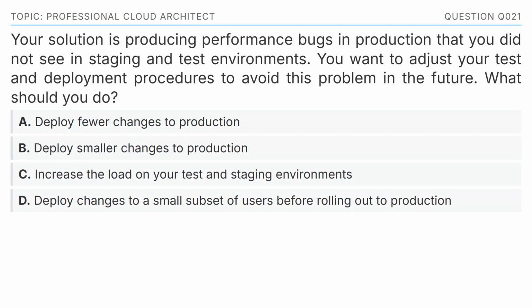Your solution is producing performance bugs in production that you did not see in staging and test environments. You want to adjust your test and deployment procedures to avoid this problem in the future. What should you do? The options are: Option A, deploy fewer changes to production. Option B, deploy smaller changes to production. Option C, increase the load on your test and staging environments. Option D, deploy changes to a small subset of users before rolling out to production.